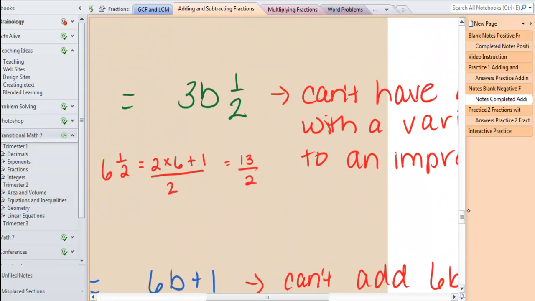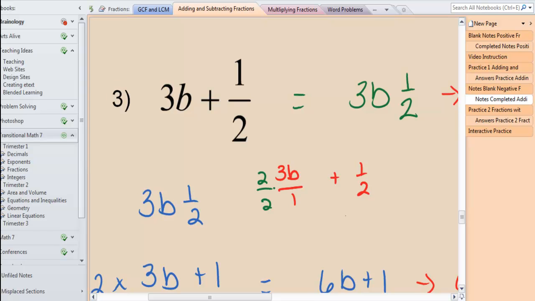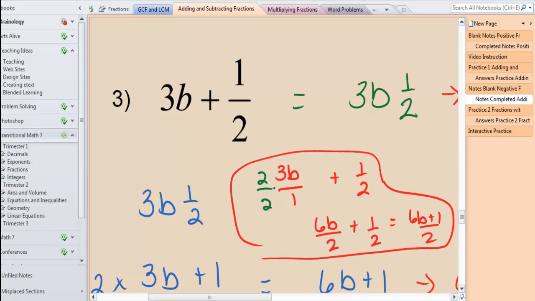Another technique that you can use if you're interested is you can get a common denominator with both of those and then add them together. So, for example, we could say 3b over 1 plus 1/2. The common denominator is going to be 2. So we're going to multiply 3b over 1 times 2 over 2. We'll get 6b over 2 plus 1 over 2 equals 6b plus 1 over 2. So whichever technique makes the most sense to you, use that technique. That's just a second choice.